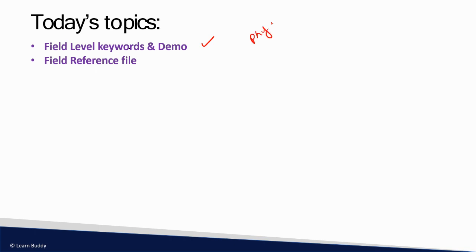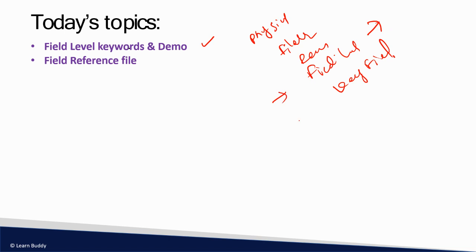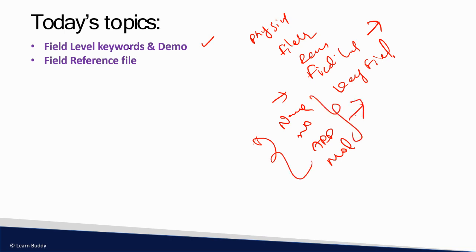If you want to create a physical file, you have four levels, right? One is file level keywords, then record format level, then field level, and key field level. At the field level, you basically define what kind of information you want to store in the physical file. Maybe name information, number information, address information, or mobile number information; these are all things you want to store.